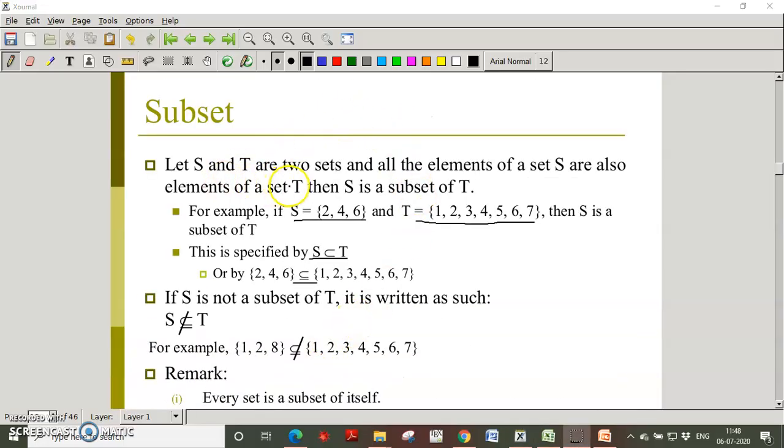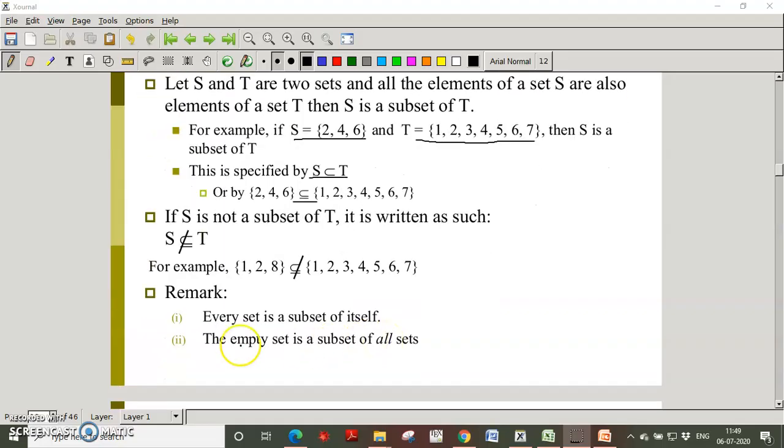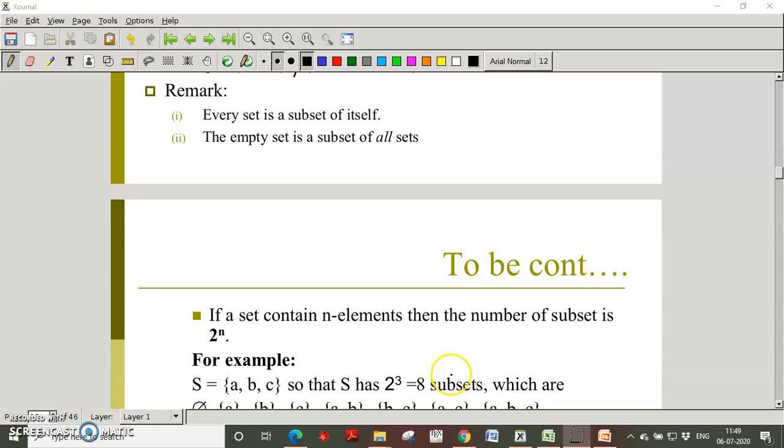Subset: let S and T be two sets. If all the elements of set S are also elements of set T, then S is a subset of T. In the example here, S is 2, 4, 6 and T is 1, 2, 3, 4, 5, 6, 7. All the elements of set S are also in set T, so S is a subset of T. It is denoted by S ⊆ T. If S is not a subset of T, then it is written as S not a subset of T. You also have to remember that every set is a subset of itself. The empty set is a subset of all sets.